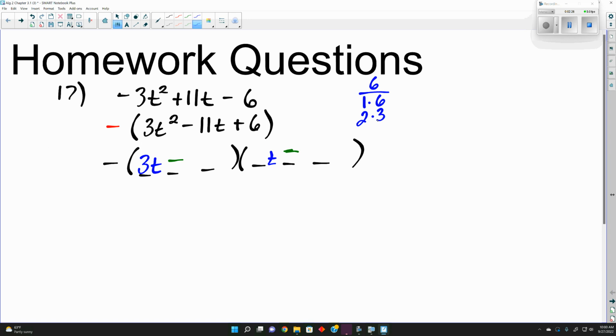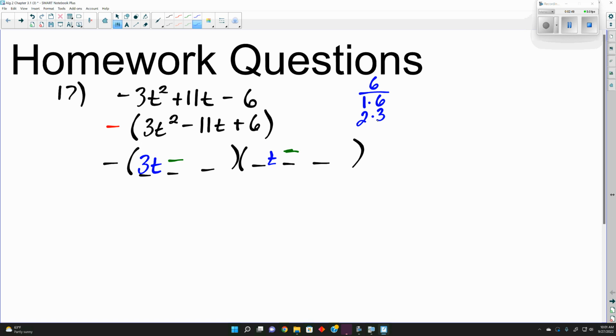Because we factored out a negative from all three. So we pull a negative out of a negative, it becomes positive. And if we pull a negative out of a positive, it becomes negative. So we have to do that to all of them? Yes. Because essentially what we're doing is dividing everything by negative 1. So it's changing the sign.